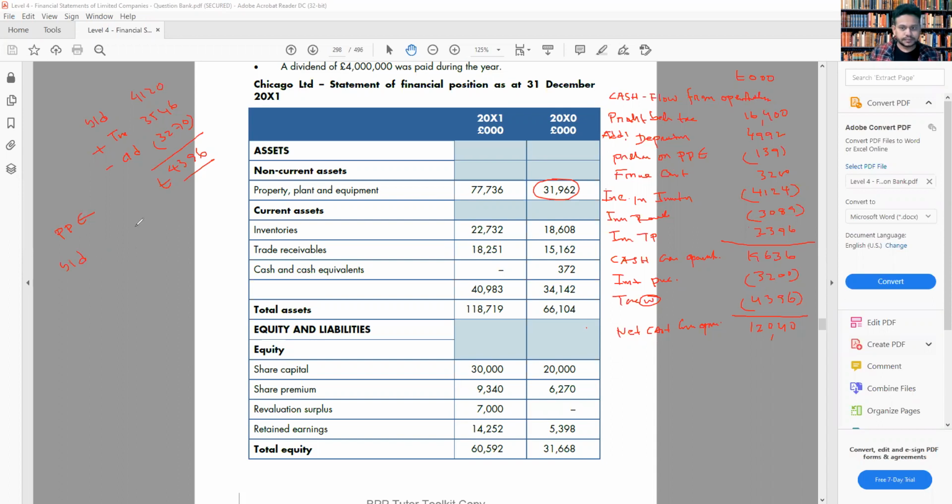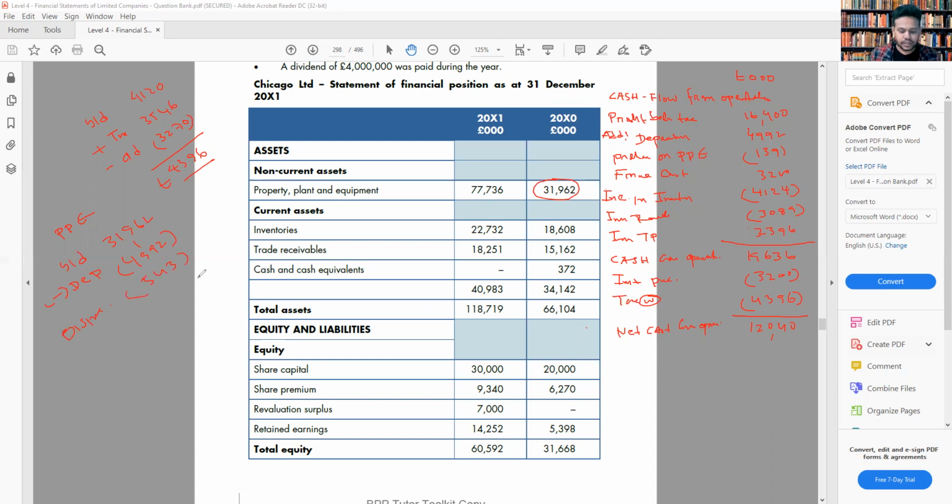PPE, property plant equipment. So at the beginning of the year, the opening balance, balance BD, we had 31,962. This is the one we had. After that, we have to take away the depreciation, because depreciation always reduces the value of the non-current asset. Current year depreciation 4992. Then we have to see is there any sold. So it's sold. We have a disposal of the non-current asset that the question tells us, 543.